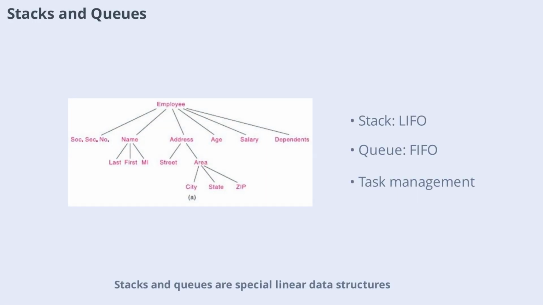Stacks and queues are special linear data structures. A stack follows the last in first out, LIFO, principle, where elements are added and removed from the top. Think of a stack of plates: only the top plate can be accessed. A queue, on the other hand, follows first in first out, FIFO, like a line at a ticket counter. Elements are added at the rear and removed from the front. Both are fundamental for managing tasks, undo operations, and resource scheduling.